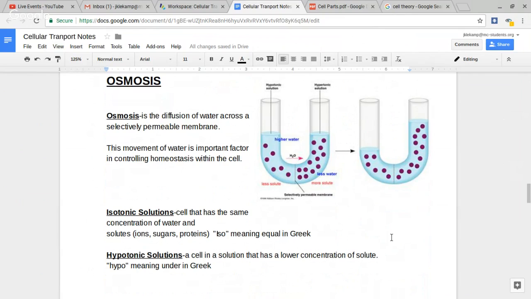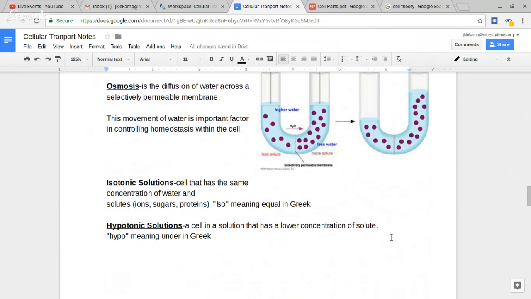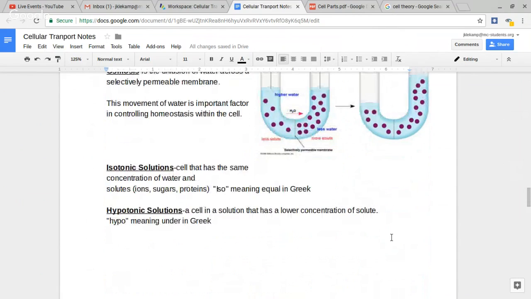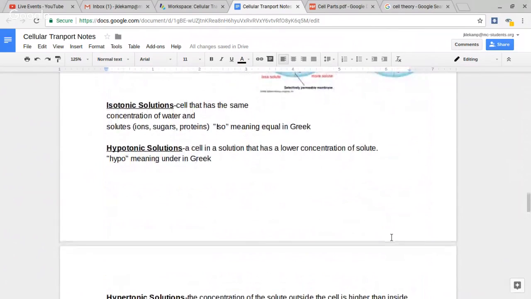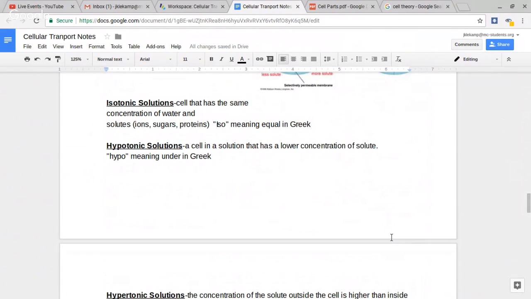Okay, so osmosis is specifically water molecules moving across that plasma membrane. We'll talk about three different types of solutions. Isotonic means the cell has the same concentration as the solution that it's in, meaning that water is going to move in and out equally of the cell.